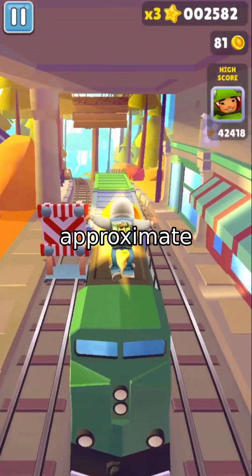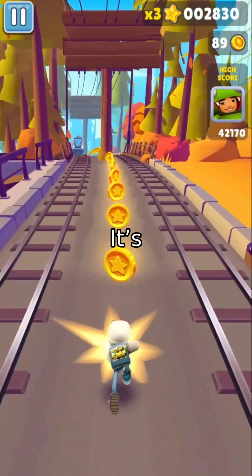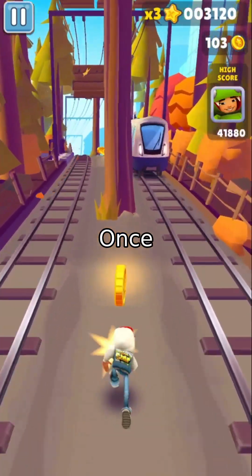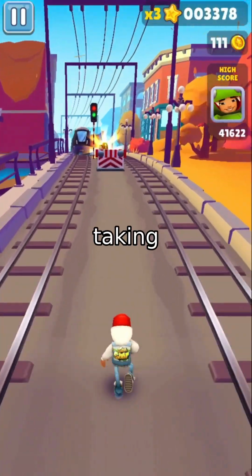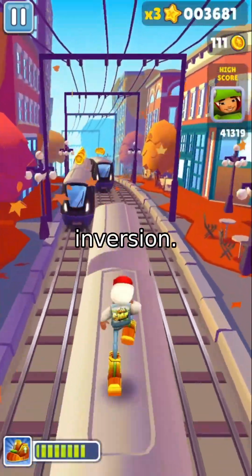At inference, you approximate the time integral via Monte Carlo, sampling over a handful of diffusion steps. It's computationally tight, and it shares representations across all terms. Once you have the 9 estimated MIs, you compute the double redundancy function by taking the minimum MI across candidate subcollections for each lattice node, then run Möbius inversion.